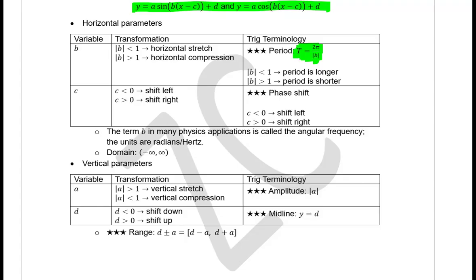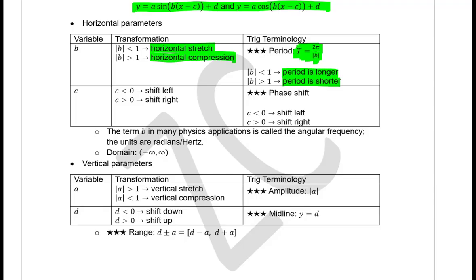So if absolute value of b is less than 1, how does it change T, capital T? The period is longer. You're dividing by a small number, so it gets bigger. Let's connect it with the transformation: period is longer and horizontal stretch. Think about it. I won't say it out loud, but I'll give you a little bit to think about it. And similarly, if absolute value of b is greater than 1, again, we look at the formula for capital T. If we're dividing by more, the period is smaller, period is shorter. So think about how that's the same as a horizontal compression.